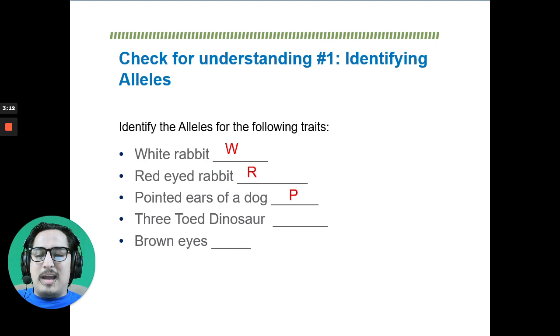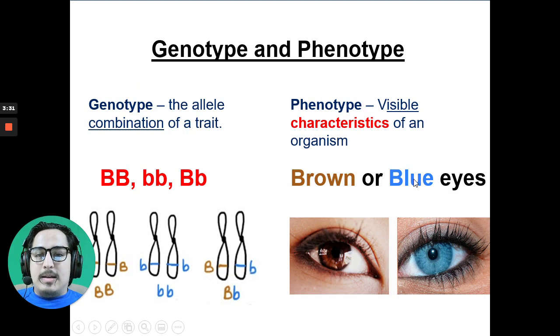Three-toed dinosaur. We're just getting crazy here. T. You follow? You see what I'm saying? You have to find the trait. The color or the shape or whatever they're giving you, that would be the letter you're going to use. What about brown eyes? That would be B. Pretty easy. Now, let's move on.